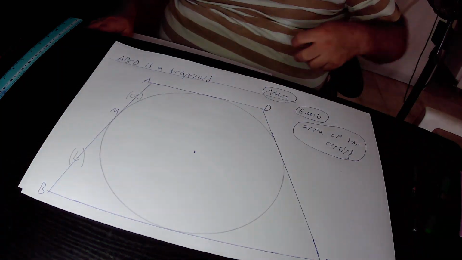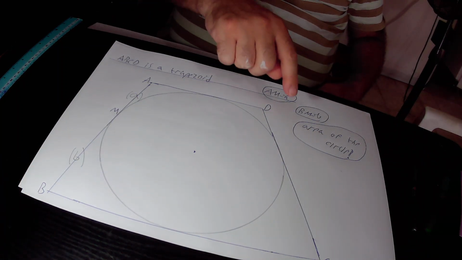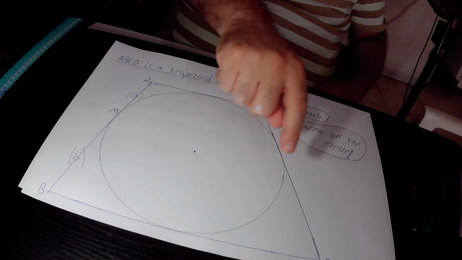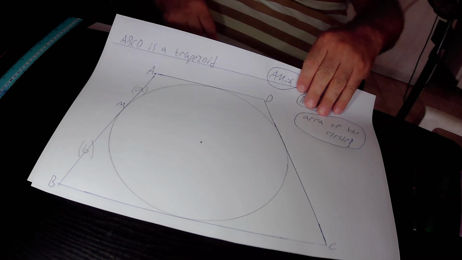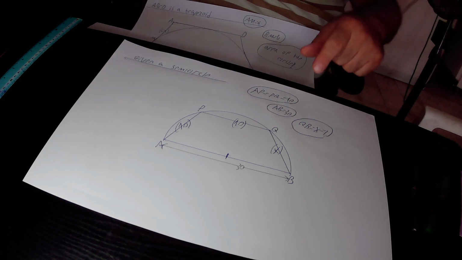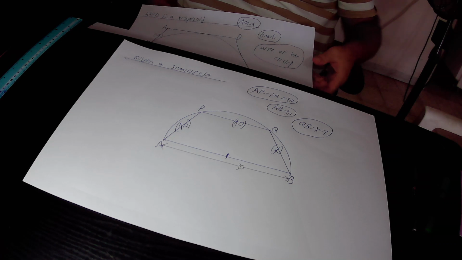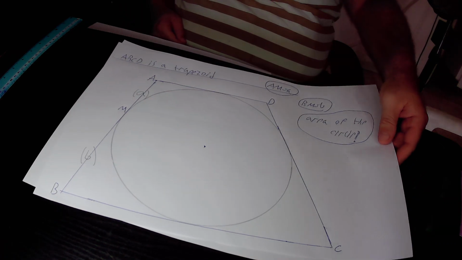And now in this lecture we'll answer two questions. In the first question, we find out the area of this circle that is described by this trapezoid ABCD. And in the second question, we find out the length of this line segment QB that is equal to x. So we start with the first question.